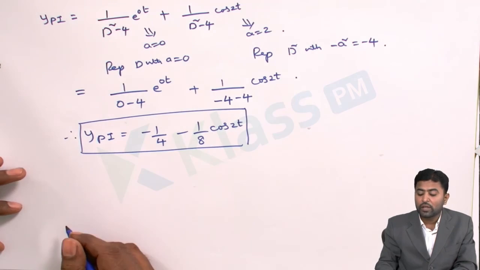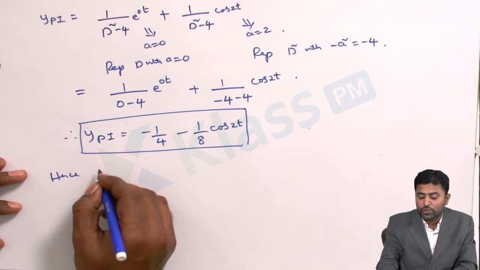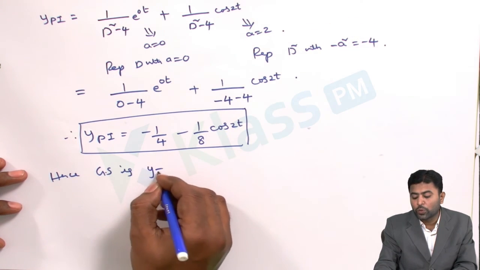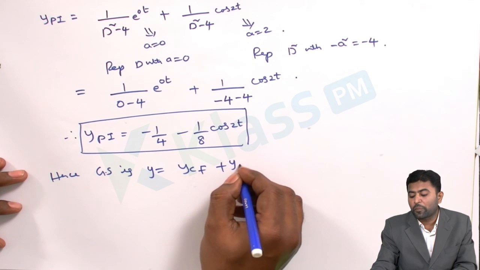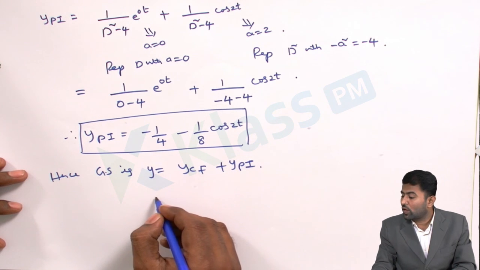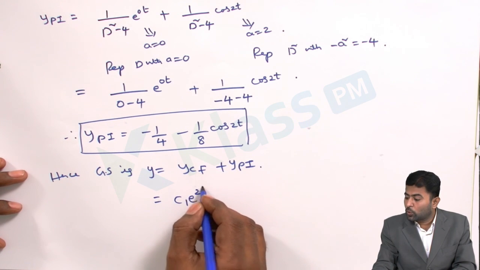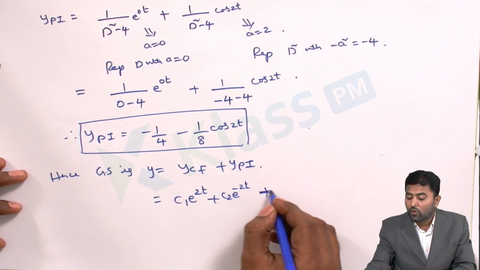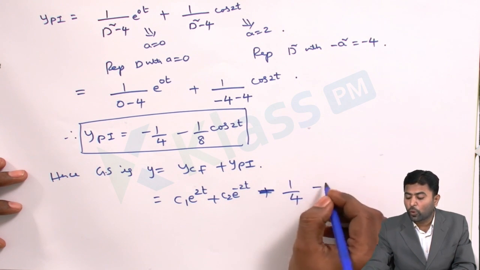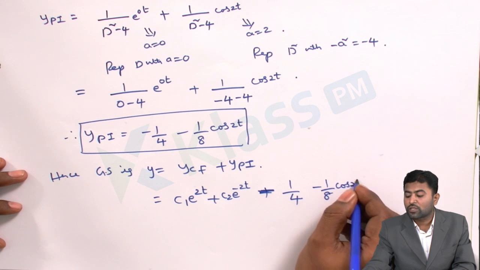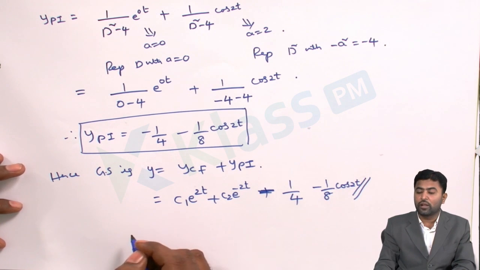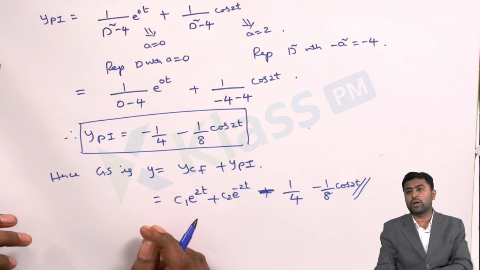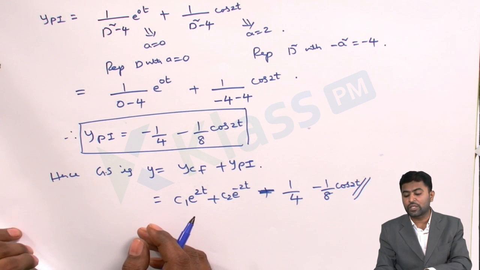This is YPI, right? Hence, general solution is y is equal to YCF plus YPI. YCF we got as c1 e power 2t plus c2 e power minus 2t plus YPI. YPI we got as minus 1 by 4 minus 1 by 8 cos 2t, which is the general solution of the given non-homogeneous linear differential equation.